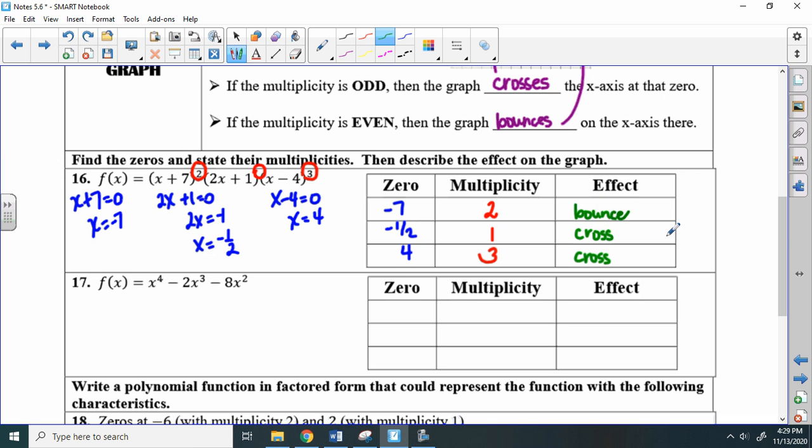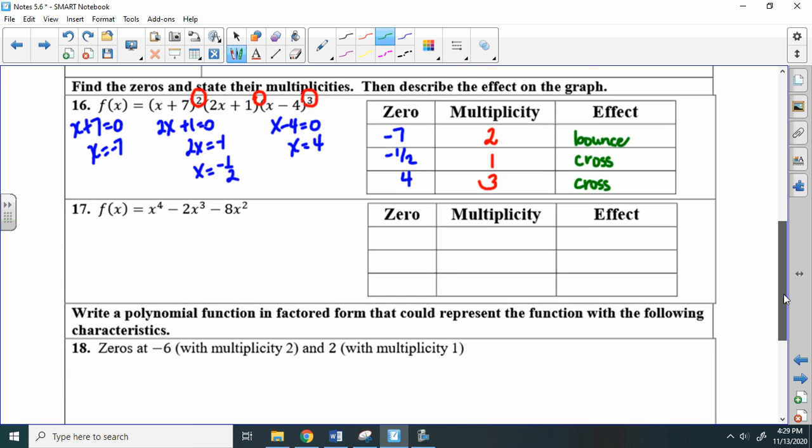So you're just going to write cross or bounce, right? And that means if I were to graph it, at those 3 places, I should either see the graph cross the x-axis or bounce on the x-axis. Okay. Now, number 17 is a little different because I did not give it to you in factored form.